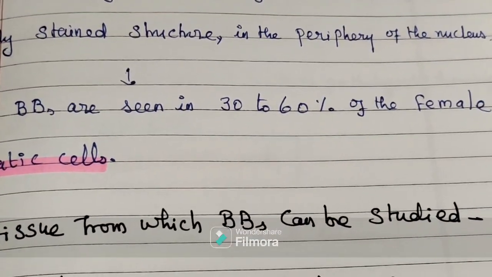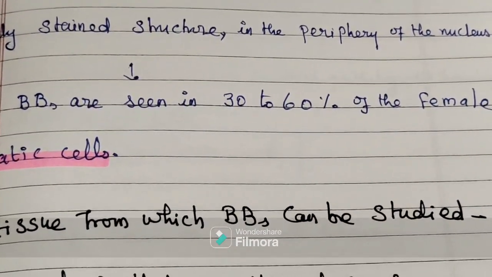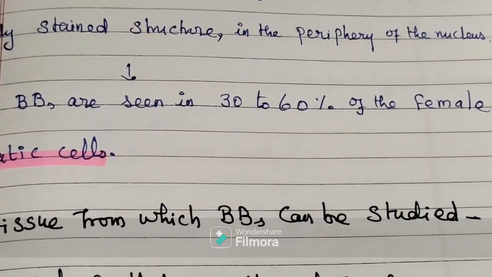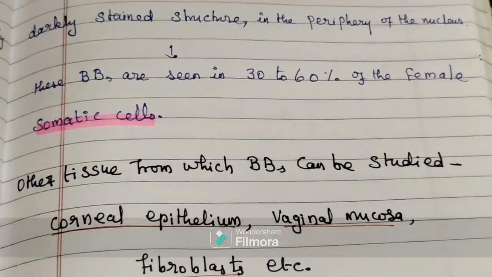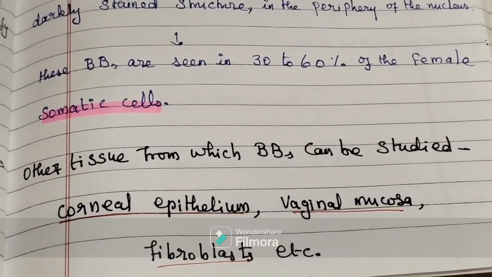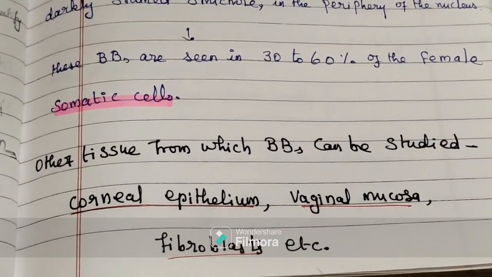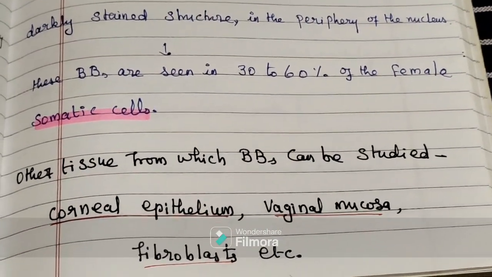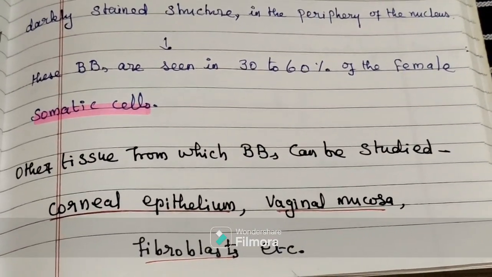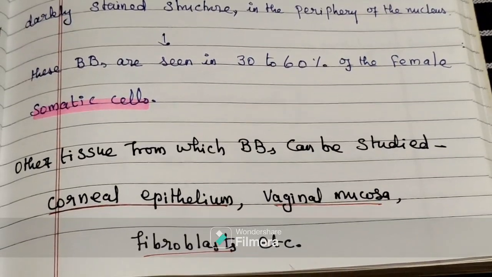What are the other tissues from which Barr bodies can be studied? They can be studied from corneal epithelium, vaginal mucosa, and fibroblasts. Other tissues from which Barr bodies can be studied are corneal epithelium, vaginal mucosa, and fibroblasts.